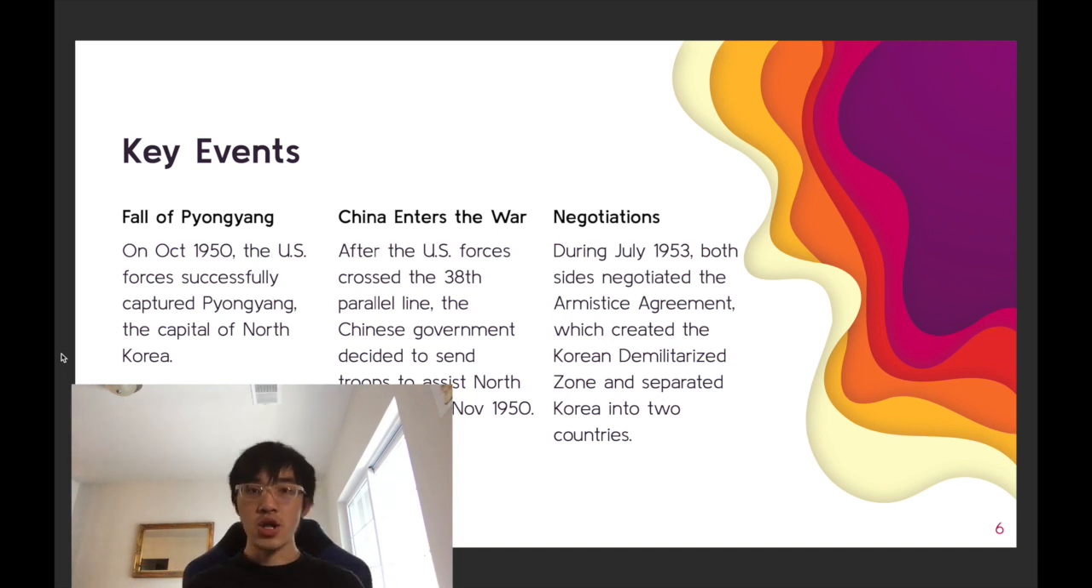And the US Army did not just stop there, they continued up northwards until the Chinese forces finally intervened in November of 1950. And since then, for 2 years, both sides fought many battles until they finally decided to sit down and negotiate an agreement called the Armistice Agreement, which created the Korean Demilitarized Zone at the 38th parallel and separated Korea into two permanently.